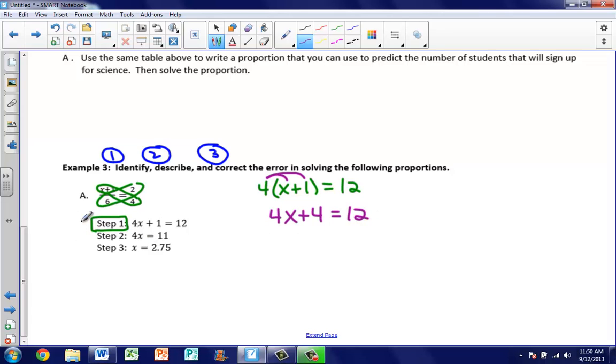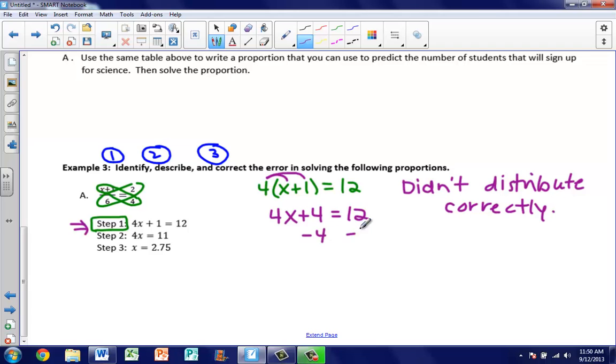So you would identify the error by starting off and circling step 1. They made their mistake right off the bat. Now we want to go ahead and describe what happened. So off to the side here, you should say something about they did not distribute correctly. But then don't forget, we only have parts 1 and 2 down now. We need to continue and solve. We need to correct it completely.